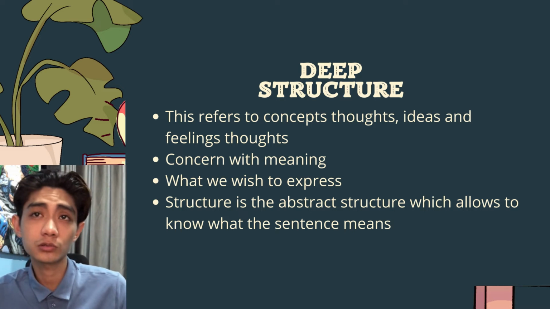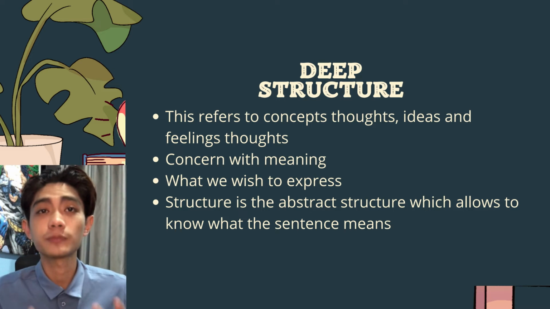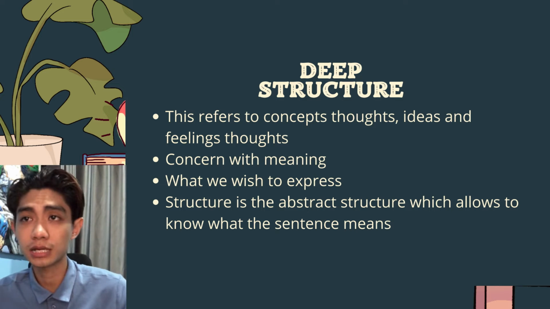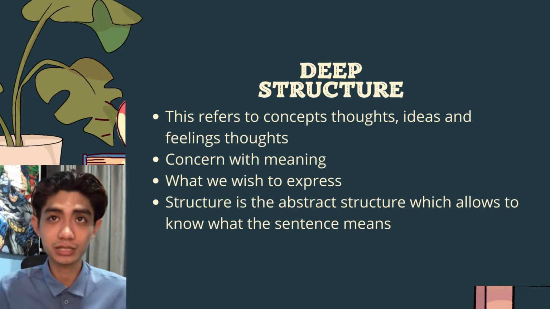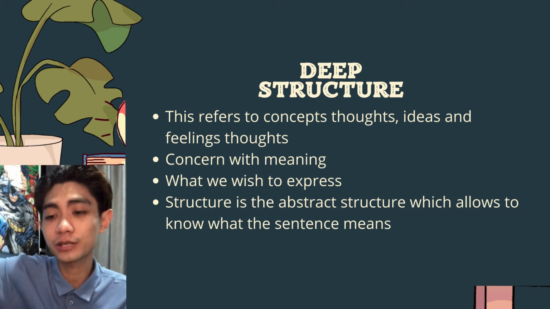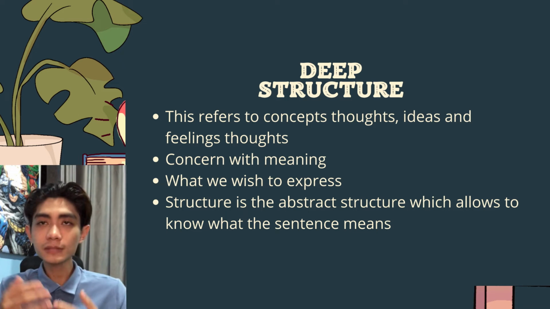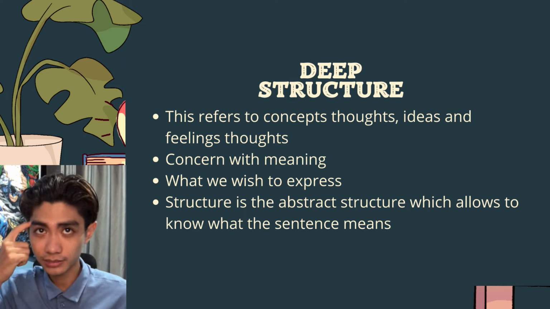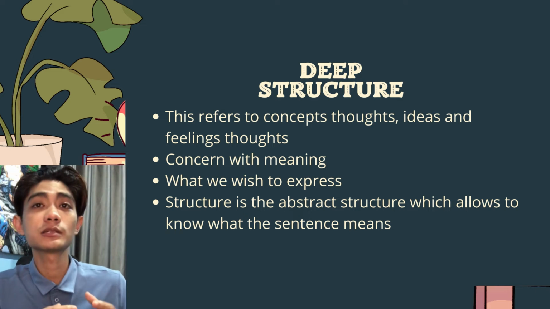This refers to the concept of thoughts, ideas, and feelings. It concerns meaning, what we wish to express. Deep structure is the abstract structure which allows us to know what sentences mean. It means that deep structure is actually what comes from ourselves before we write what we want to write in grammar or writing. It refers to our thoughts, our ideas or our feelings before we write. And then the deep structure also concerns meaning.